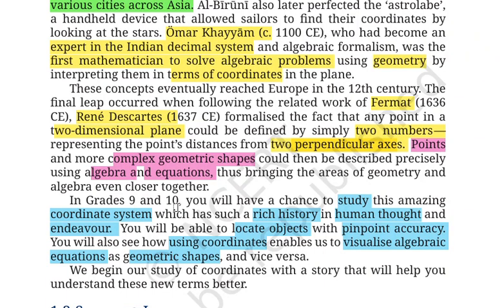Now in grades 9 and 10, you will have a chance to study this coordinate system, which has a rich history in human thought and endeavor. After studying this chapter, you will be able to locate objects with pinpoint accuracy. You will also see how using coordinates enables us to visualize algebraic equations as geometric shapes and vice versa.